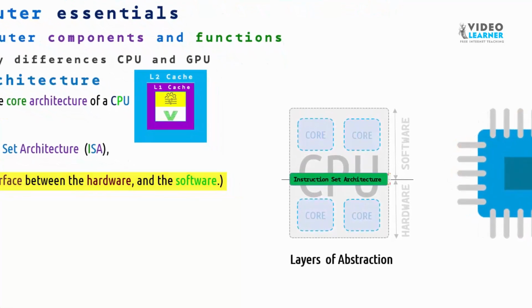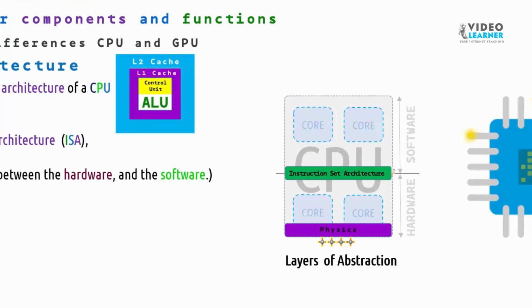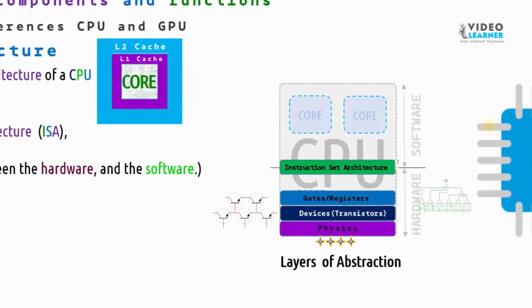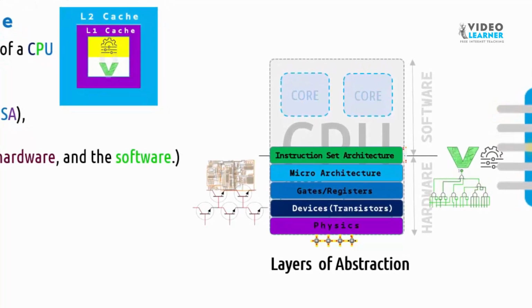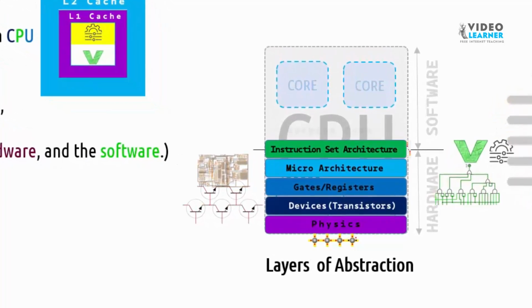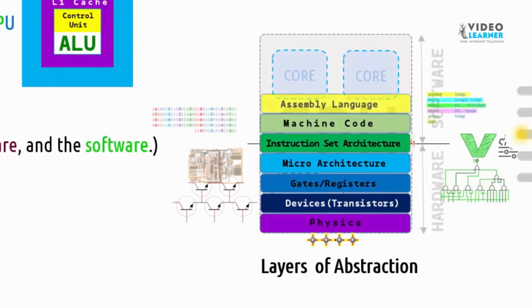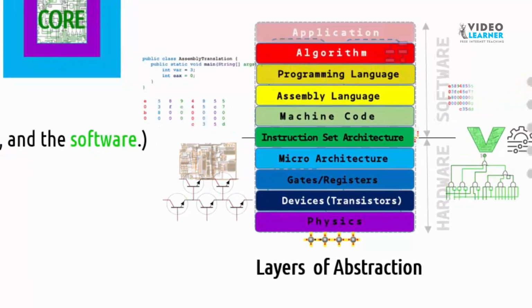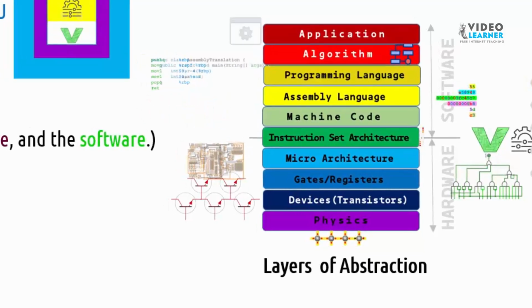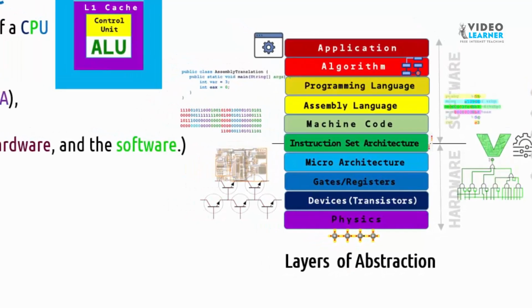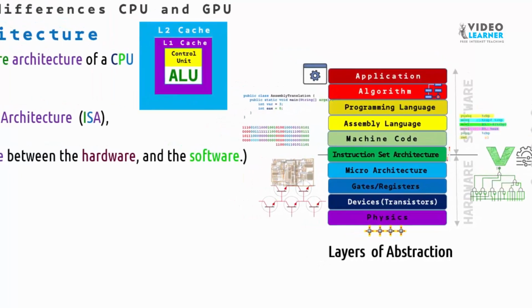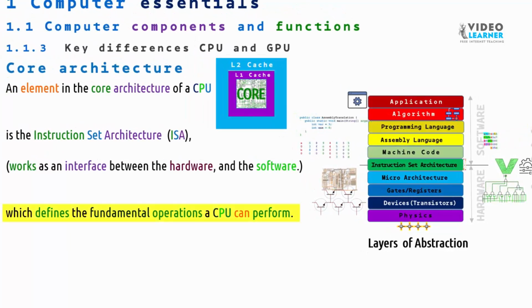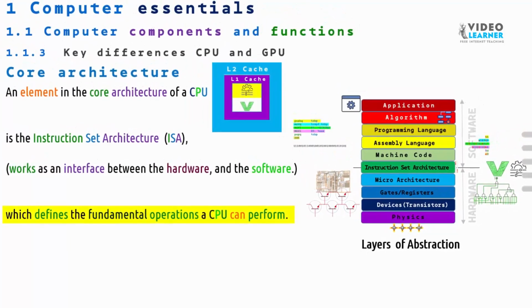In the hardware sector are included layers like physics, devices, that means transistors, gates/registers, and microarchitecture until the interface of ISA. Now in software are included layers like machine code, assembly language, programming language, algorithm, and in the upper layer, application. Now as you can see, all this structure defines the fundamental operations a CPU can perform.